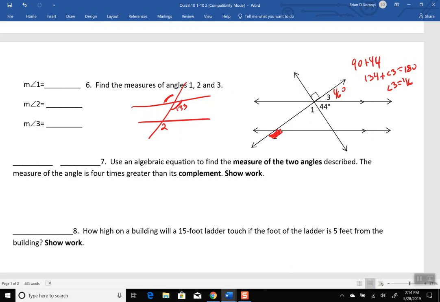Other options are, you could say, okay, if I know that angle 1 was 90, 90 and 44 is 134. So this would have to be 46 degrees, again by vertical angles, or just adding it all up to 180. Alternate interior angles means that this has to be 46 degrees. I messed up. This should have been 134 degrees if I add up 90 and 44.